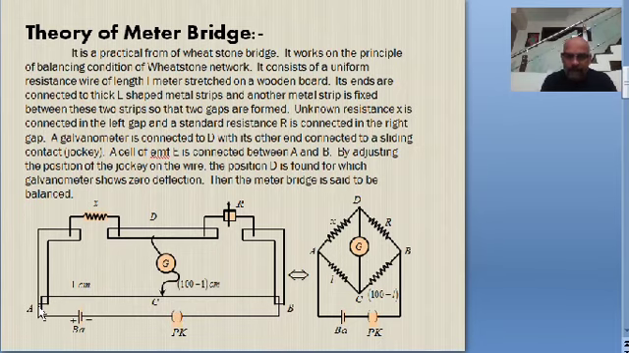Now notice that from A there is an L-shaped metal strip. Notice the cursor here. L-shaped metal strip is there from A. And again from B also there is an L-shaped metal strip. These two L-shaped metal strips at A and B are fixed on the wooden board, and see that there is one more metal strip here. If you observe the cursor, you will notice that there is one more metal strip.